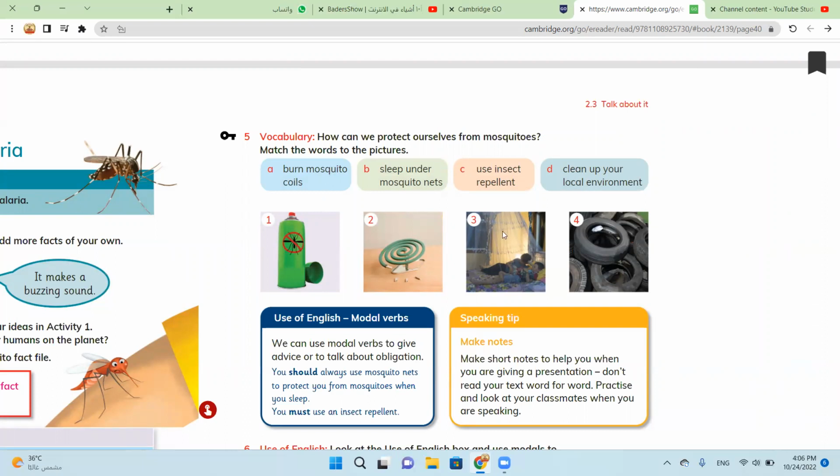So look at the pictures. The first picture is what? Is it burn mosquito coils? No. Sleep under mosquito nets? No. Use insect repellent? Maybe. Clean up your local environment. So the most related word or sentence is C. Use insect repellent. This is the repellent.